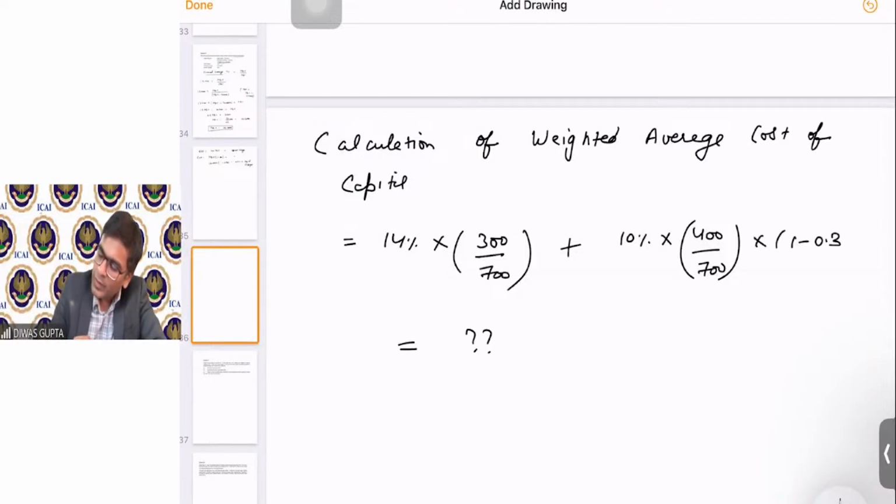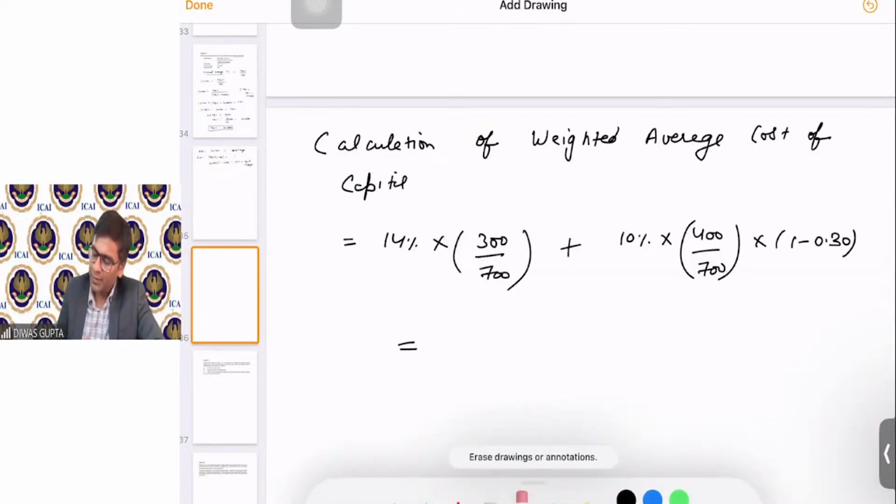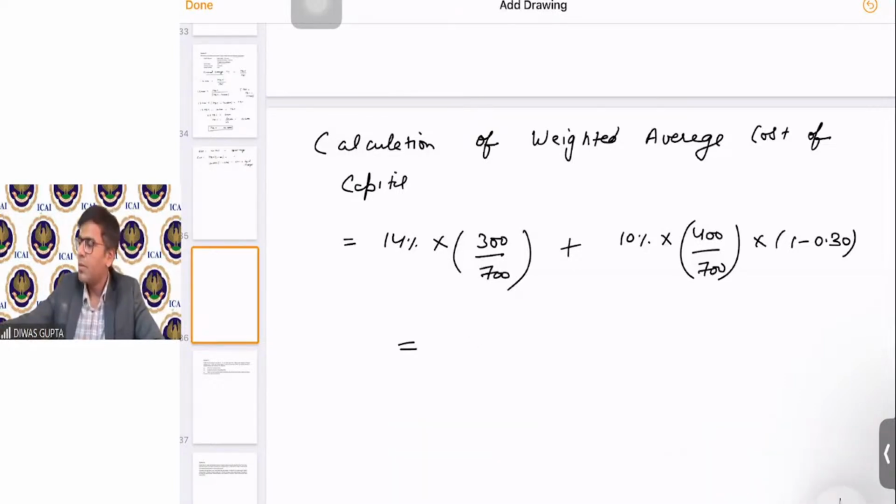1 minus 0.30. So the cost of debt has to be post-tax. Correct? Now this will come as how much? This is coming out to be 0.14 into 3 divided by 7, then 0.07 into 4 divided by 7. This is coming out to be 10%.